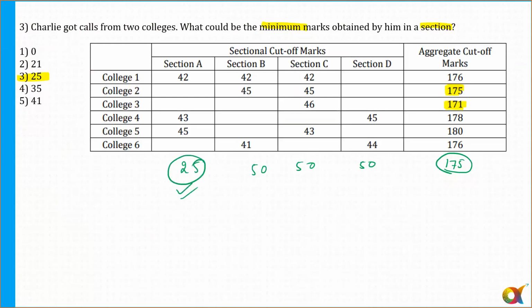Like if I say in section B, he is getting 50 marks. In section C, he is getting 50 marks. And in section D also he is getting 50 marks. So section B is getting 50, section C also 50, section D 50, and here he is getting only 25. So overall he is getting 175. So he can get a call from college 2 and college 3, exactly 2 colleges. So the answer is option 3, which is 25.